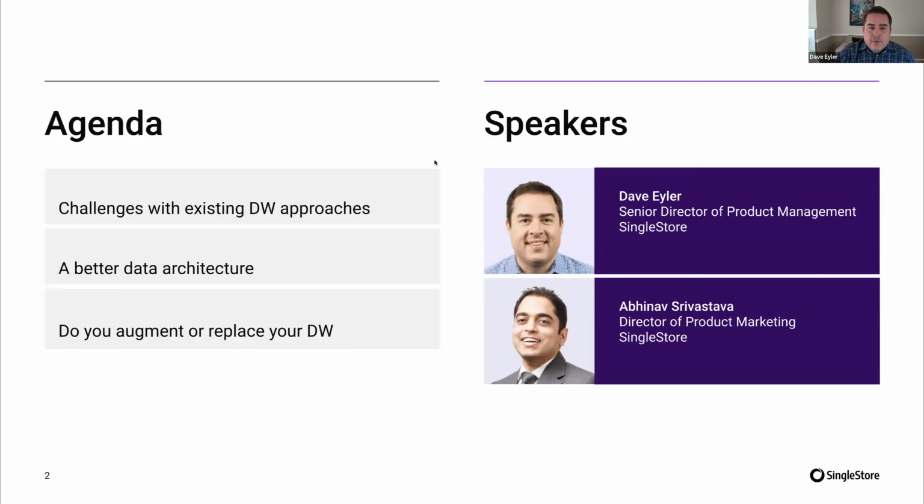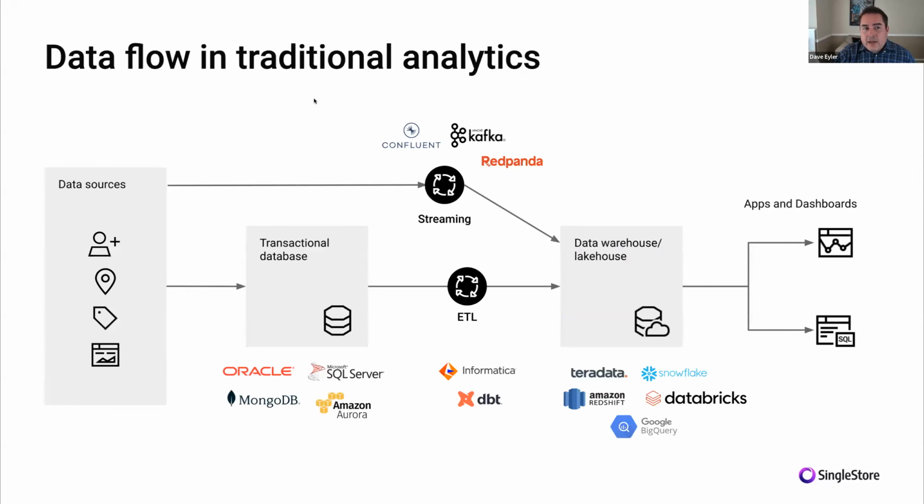So I'm going to jump right in, and I'm going to give you an agenda, what we're going to cover today. The first thing is I'm going to talk about some of the challenges with existing data warehouse and data lake approaches. I'm going to talk about a better architecture with SingleStore, and then I'm going to hand it over to Abby, and he's going to talk about whether you want to augment or replace that data warehouse or data lake. So let me begin by talking about the kind of traditional data flow and analytics.